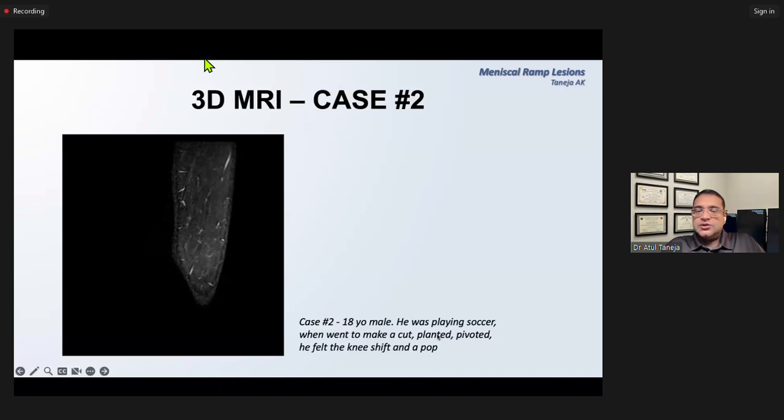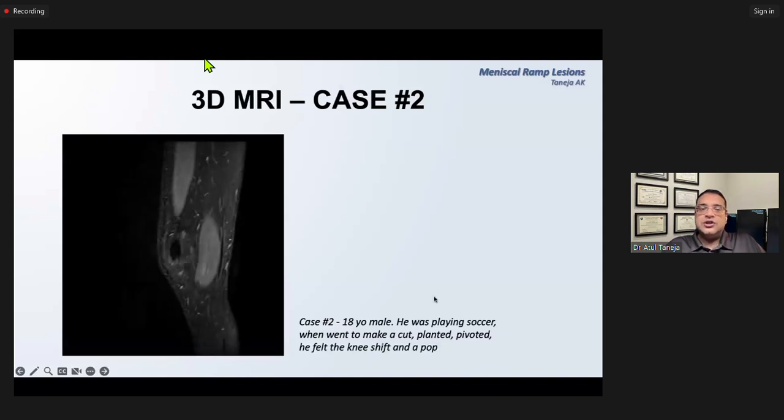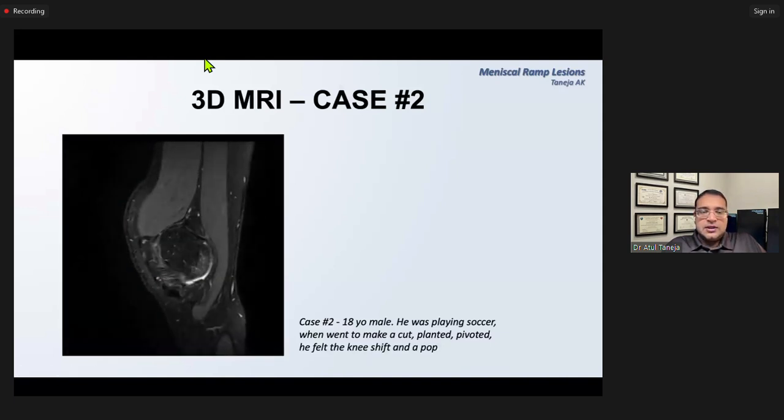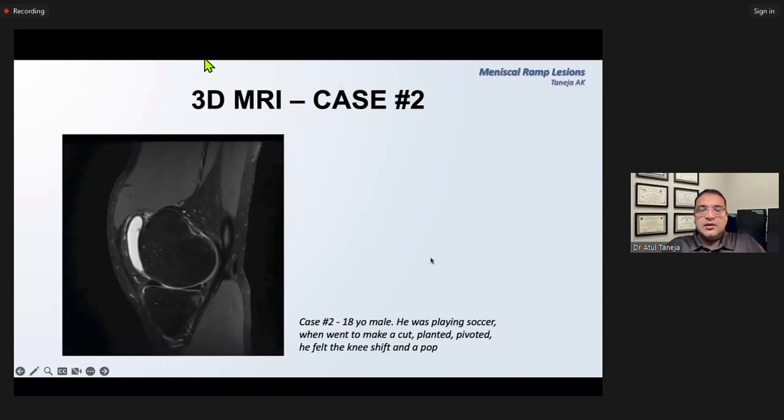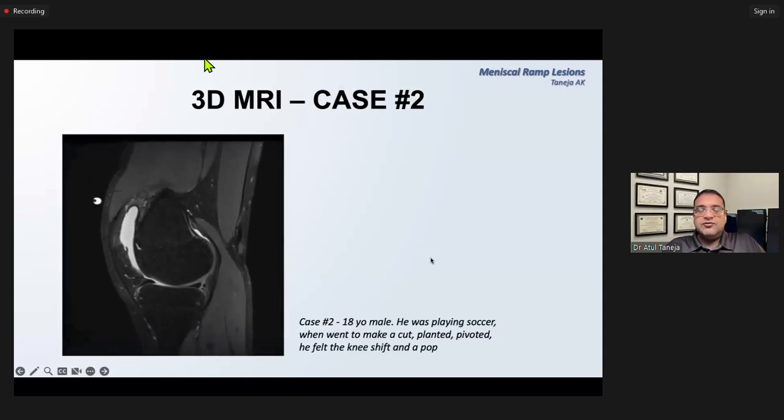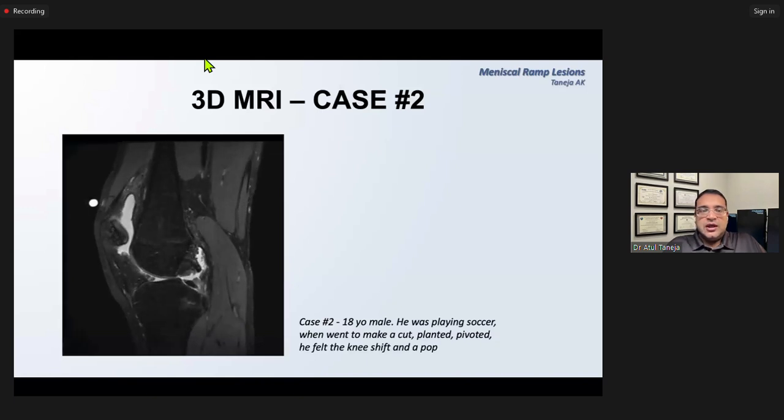Next, case 2, also 18 years old. He was playing soccer, and when he went to make a cut, he planted and pivoted. Well, he felt that classic knee shift and the pop of an ACL injury. We can see the 3D image in this case, a lot of bone bruise. We beautifully see the type 4 lesion, in this case involving the meniscal capsular junction.